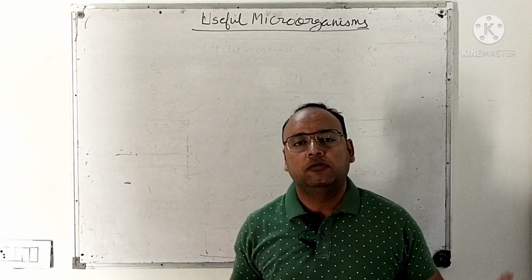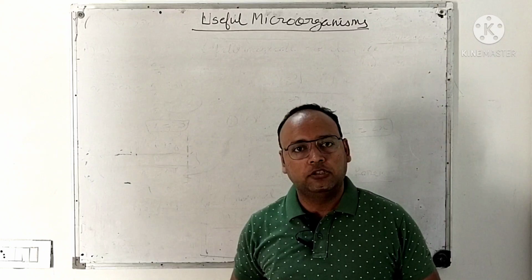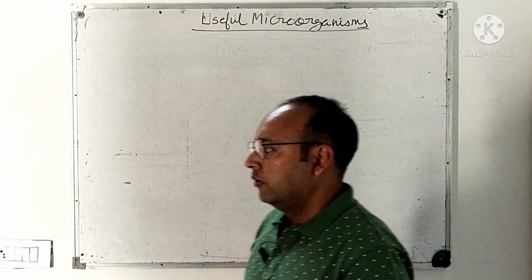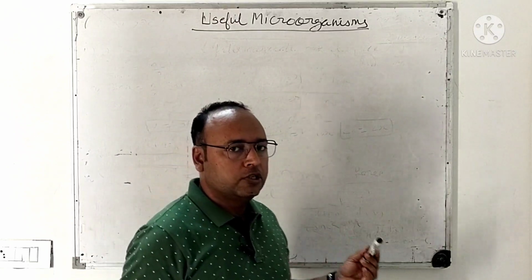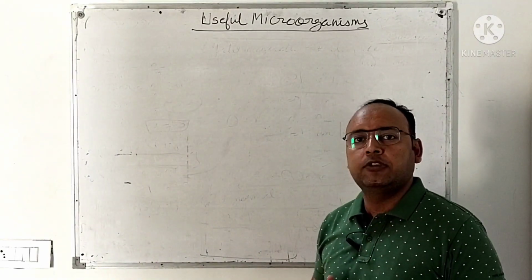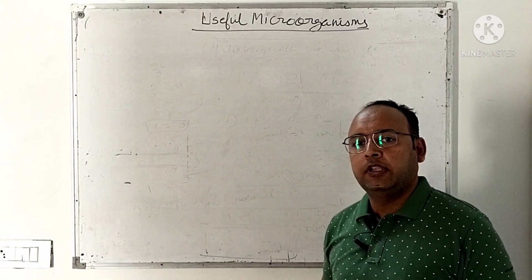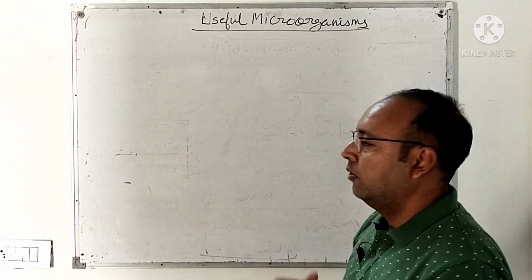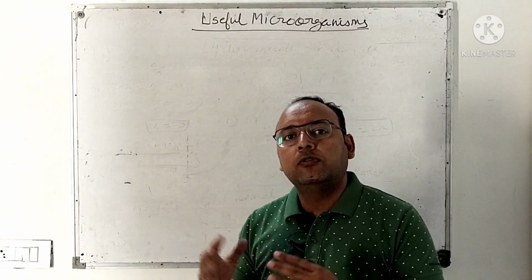Children, I am here with you all for lecture 2 of chapter 2, microorganisms. In the earlier lecture we discussed the different types of microbes, their shapes with examples, and some of their characteristics. Now today we are going to discuss useful microorganisms.